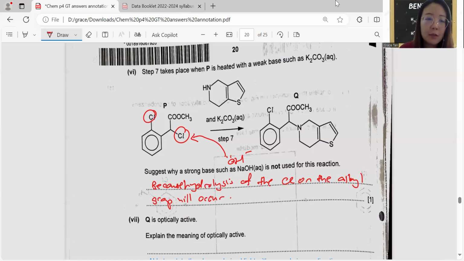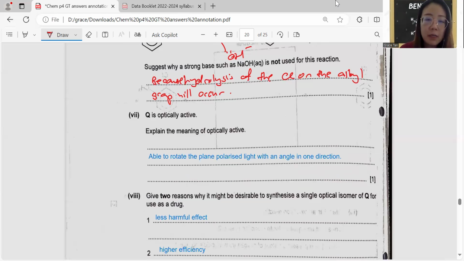Okay. Now, Q is optically active. Explain the meaning of optically active. Able to rotate the plane polarized light with an angle in one direction. All right. Optically active means only one direction. Optically inactive means you have one clockwise, one anti-clockwise in the opposite direction. Hence, it will cancel off the effect of the angle. Because they say active, I say in only one direction. It does not really matter whether you choose the clockwise or the anti-clockwise direction of your angle. So I just state one direction.